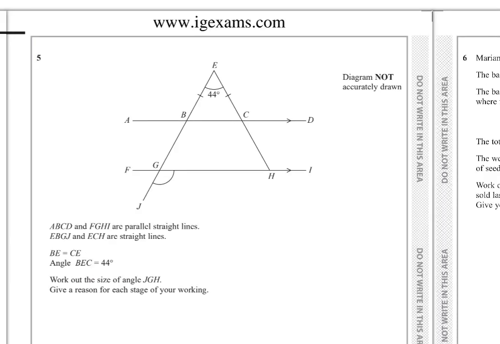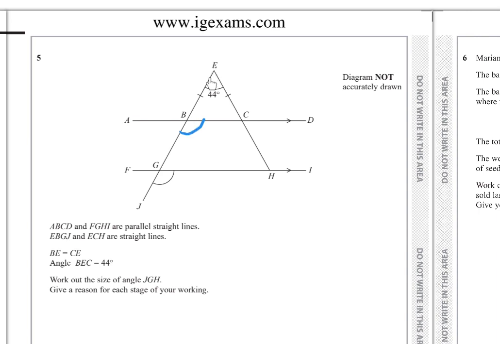Number 5. A, B, C, D, and F, G, H, I are parallel straight lines. E, B, G, J, and E, C, H are straight lines. BE equals CE. And the angle BEC equals 44. Work out the size of the angle JGH. From the shape, this angle JGH equals the angle GBC, because they are corresponding angles. So we need to find this angle.